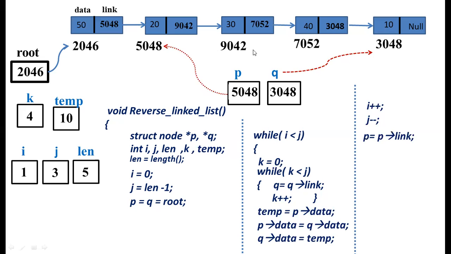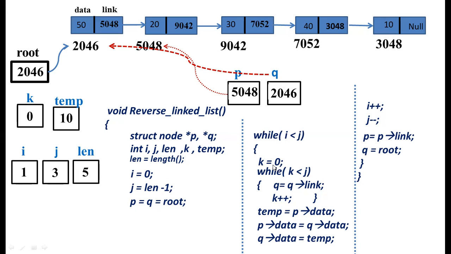Then Q I need to bring here, but in the backward direction, which is not possible because this is not a double linked list. It is a single linked list. So what I do, I initialize the Q value to root. Q is equal to root. So now my while loop is complete. So once the while loop is complete, I will check the condition, whether I is less than j or not. So 1 is less than 3. The condition is true. So when the condition became true, I need to make the k value 0.